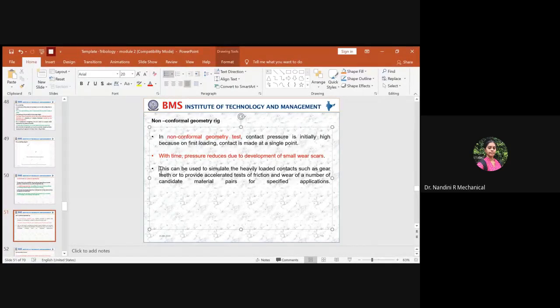And even this can be simulated to see what happens when you subject heavily loaded contacts to such conditions. An example is gear teeth, which help you provide the required acceleration and test the amount of friction and wear that occur in materials in contact with each other. This will vary from one application to another. You cannot use the same type of material in every application, right? So it varies where you need high relative motion, where the component has to have high loading capacity.